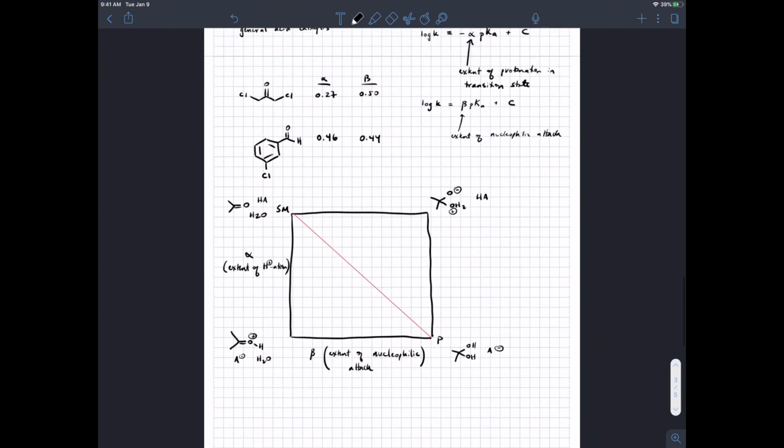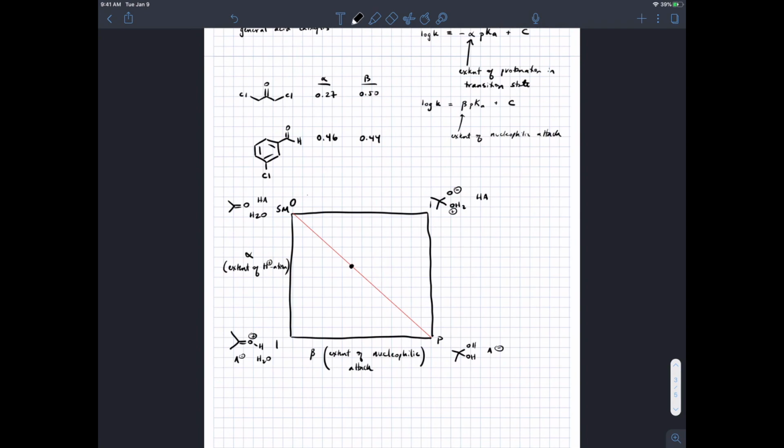So let's just say that we're talking about, for our ketone, 3-chlorobenzaldehyde. So we would locate our transition state somewhere where alpha equals 0.46 and beta equals 0.44. And these axes go from 0 to 1 in the x direction and 0 to 1 in the y direction. So 0.4 would be something like here. Okay? So now let's talk about how increasing the strength of the acid would affect this transition state.